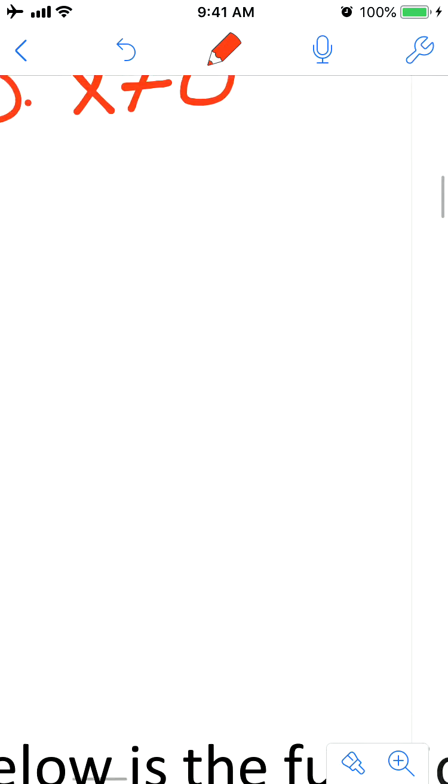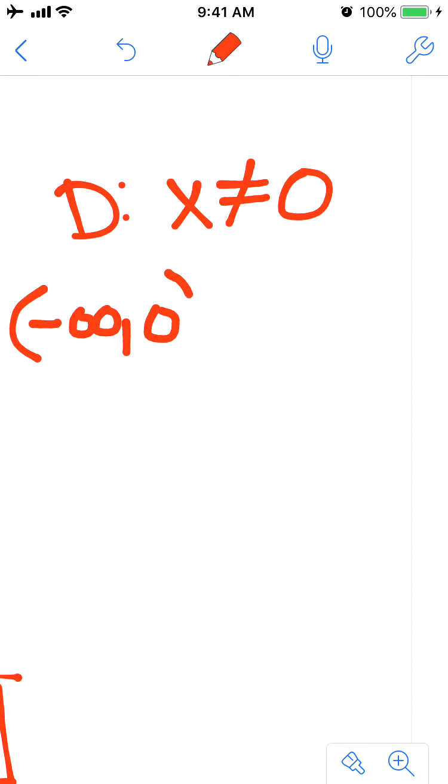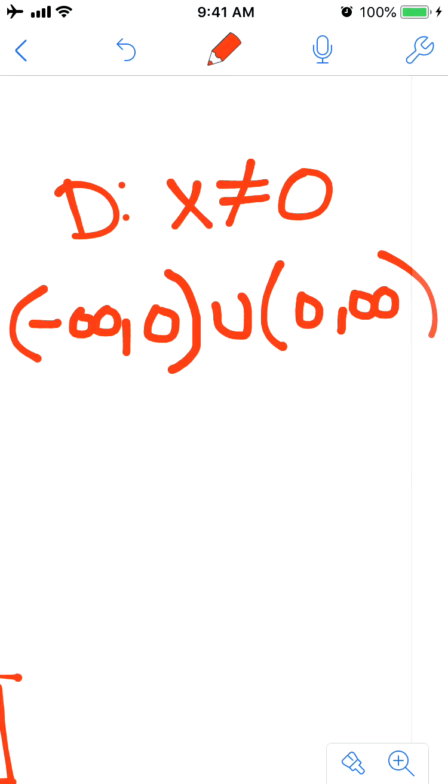It would simplify, right, to just a negative number. So x cannot equal 0. The interval of that would be from negative infinity to 0, not including it. That's all the negatives. Union 0 to infinity, okay? So it's kind of a double interval here.